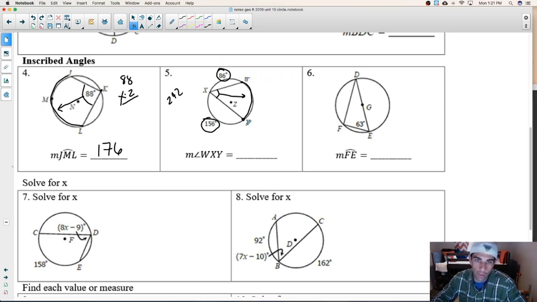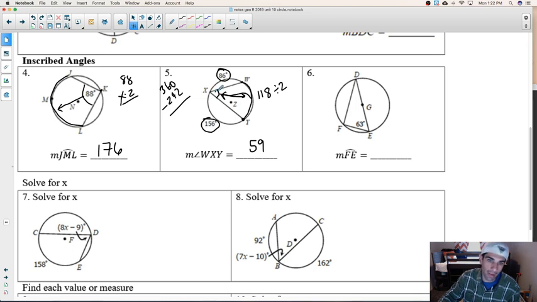Now, remember, a circle is 360 degrees, so if I did 360 minus 242, that's going to give me 118. So that is what completes this circle. So 118 plus 86 plus 156 gives me 360. So now we're going to move in from the arc, and remember, to do that, we're going to divide this 118 divided by 2, and then that's going to give me 59, and that is the angle X right here, 59 degrees.